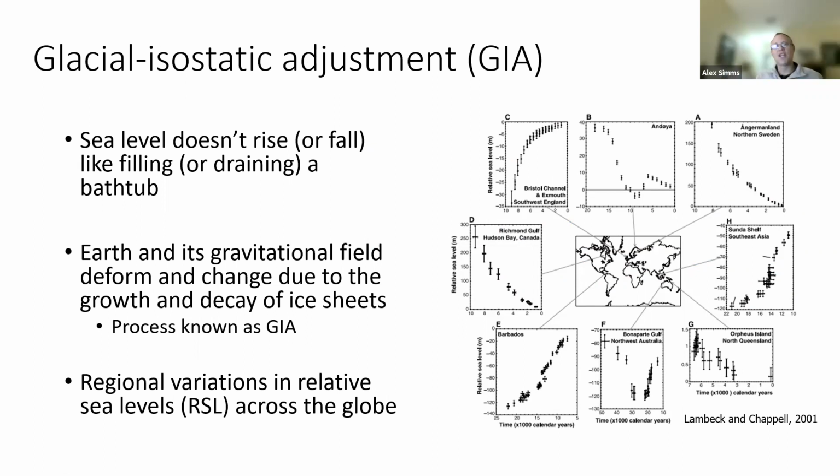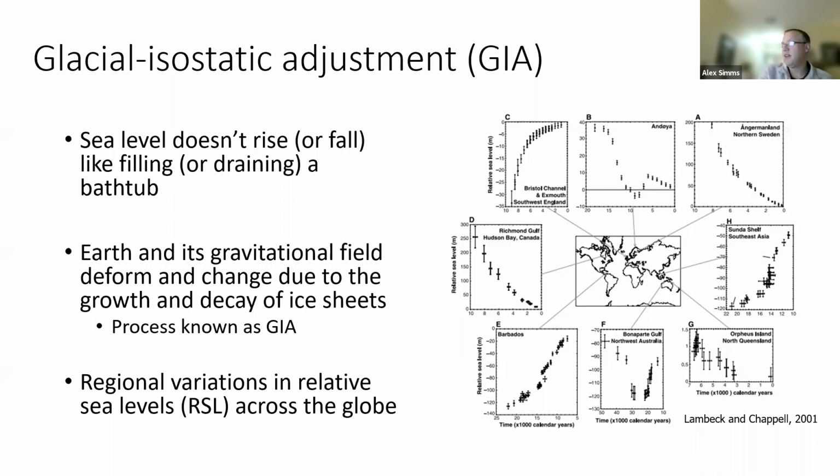So if we go across the globe, sea level rise isn't just like a bathtub filling up the ocean basins and then onto the shelves and the continents. The Earth itself and its gravitational field, which ultimately determines the elevation of the sea, actually deforms from the growth of the ice sheets and then the decay of the ice sheets. And as a result, we get differences in the record of sea level changes across the globe, depending on where you are located with respect to the old ice sheets.